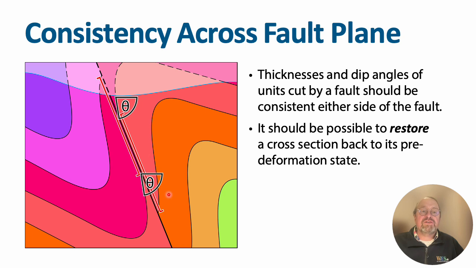It's been offset, right? So this is the dip here of this pink unit, theta, but it's the same on both sides. It's just been moved relative to one another, but it hasn't bent it. And that allows us actually to put things back, so you can restore a faulted section to its pre-faulted state and try and understand how much motion there has been across the fault.